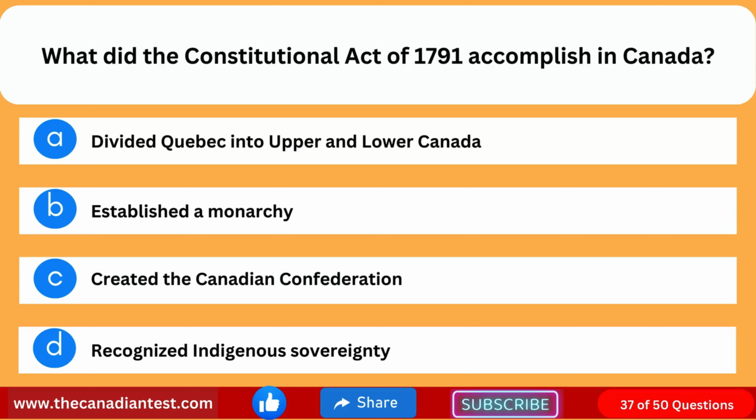What did the Constitutional Act of 1791 accomplish in Canada? Option A: divided Quebec into Upper and Lower Canada. Option B: established a monarchy. Option C: created the Canadian Confederation. Option D: recognized Indigenous sovereignty.